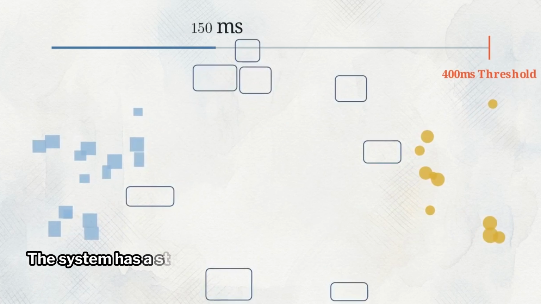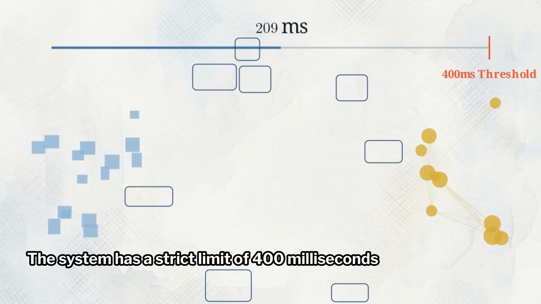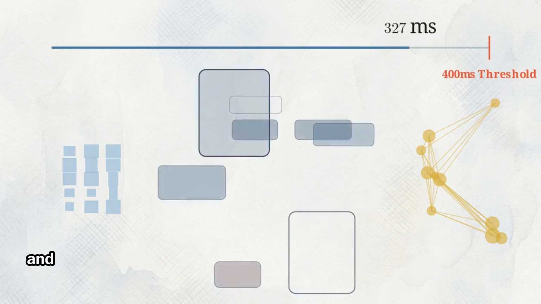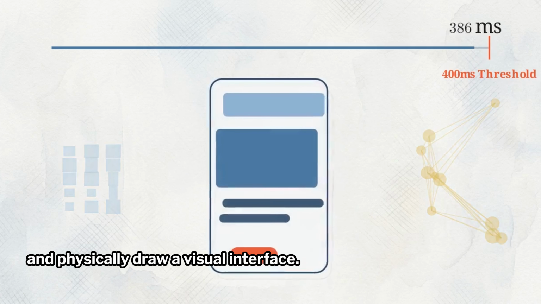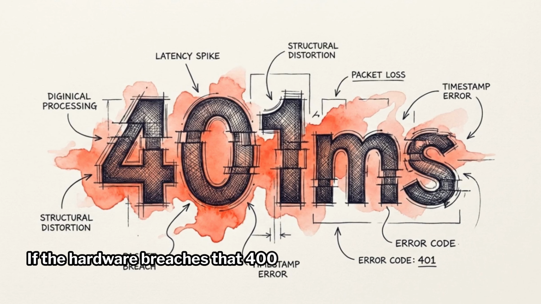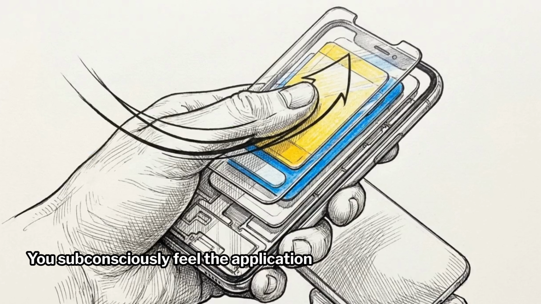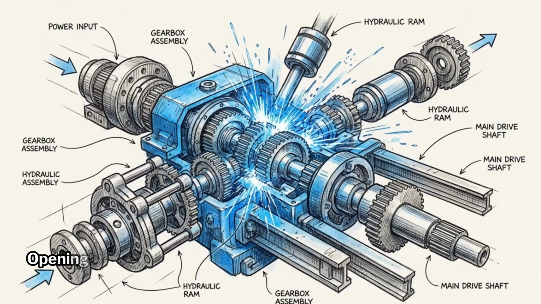The system has a strict limit of 400 milliseconds to unpack gigabytes of data, configure internal settings, and physically draw a visual interface. If the hardware breaches that 400 millisecond threshold, your brain registers a microscopic delay. You subconsciously feel the application is broken, and you close it. Opening an application requires the total resurrection of a dead system, all executed against an impossible ticking clock.